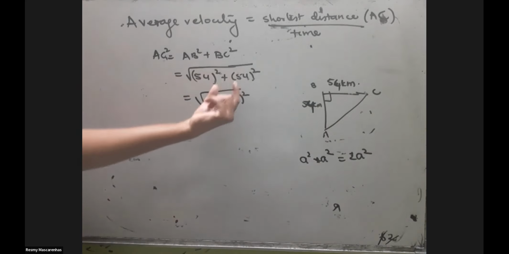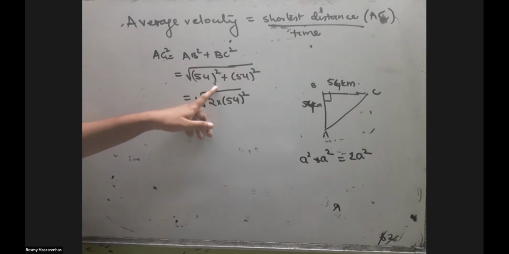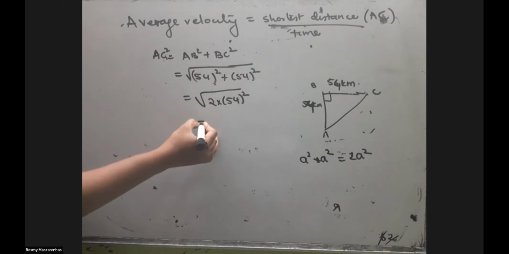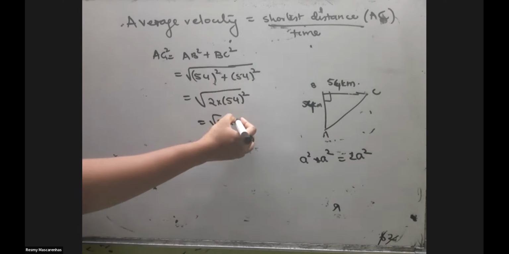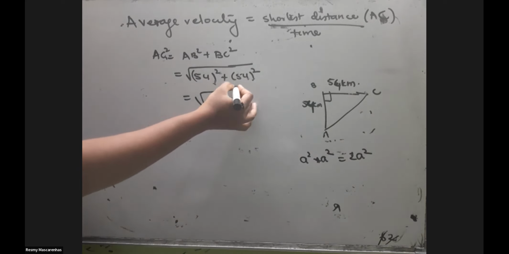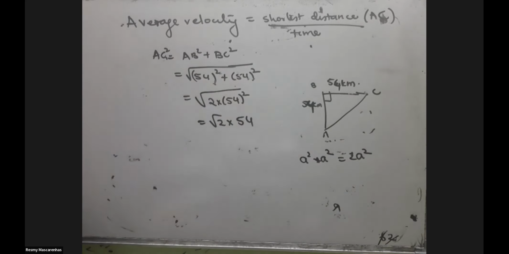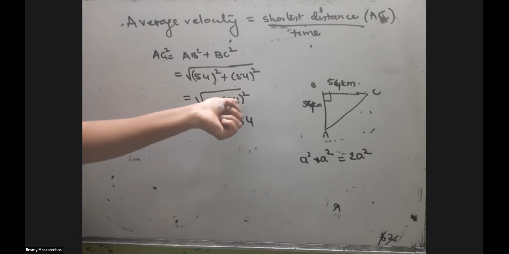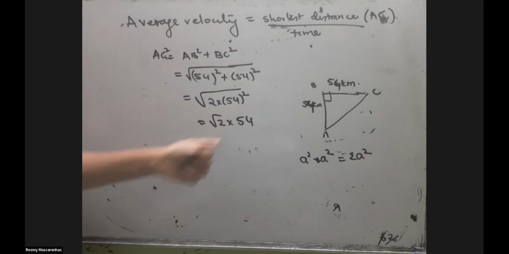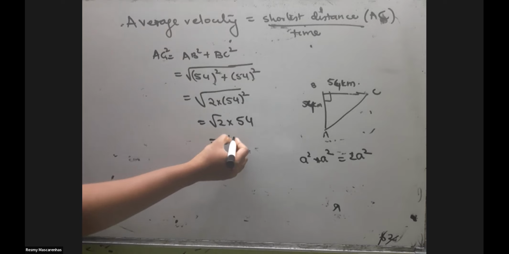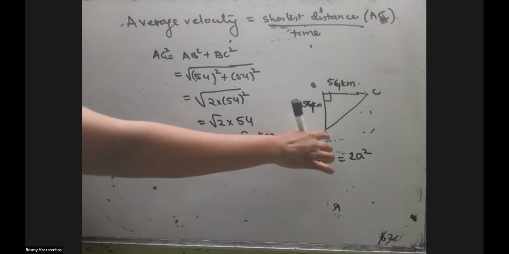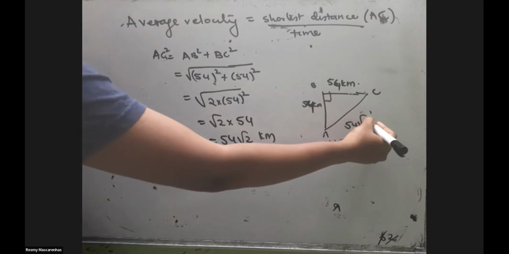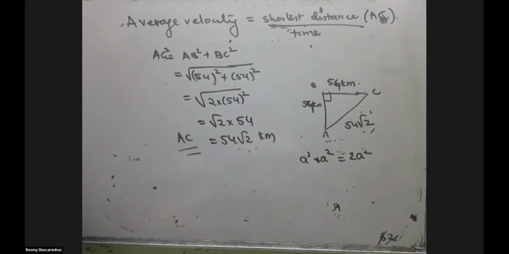Two times the same thing. Now take root of both the quantities. So root 2, you can separate out the root for both. So what will happen here? Square and root will go, only 54 will come. So instead of that, when there are two terms, one term comes out. So the answer is 54 root 2 kilometer. That is AC. So this distance is 54 root 2.